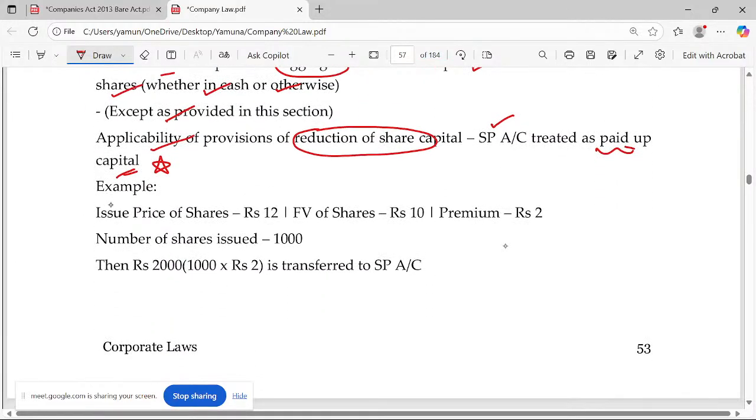So I have given a small example. Issue price is 12 rupees. Face value is 10 rupees. So the premium is 2 rupees. Number of shares issued is 1000. So how much amount are you going to transfer here? 1000 into 2 is transferred to securities premium account. Okay.